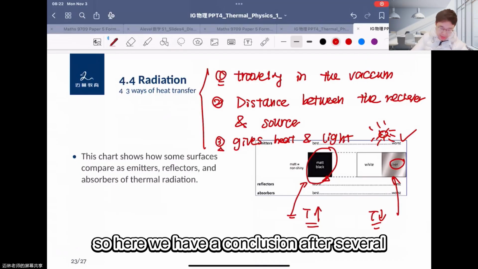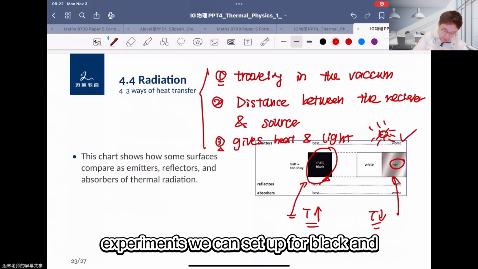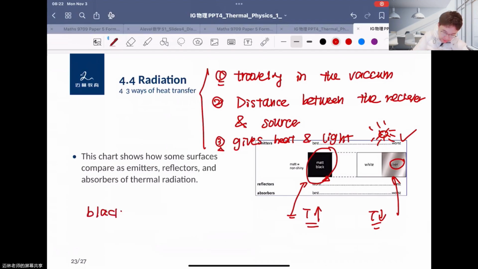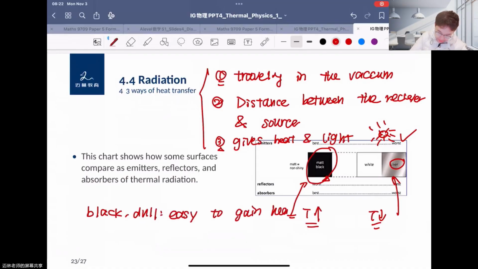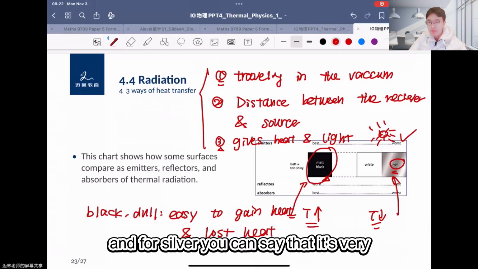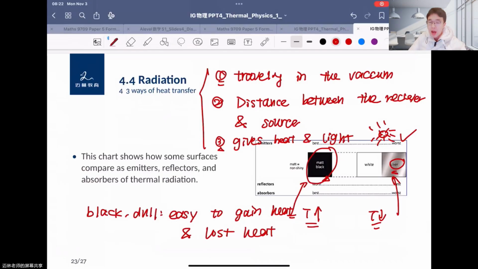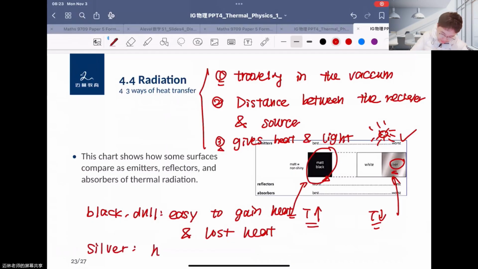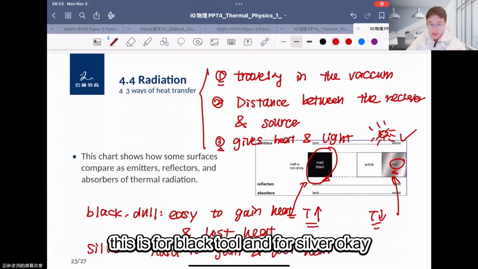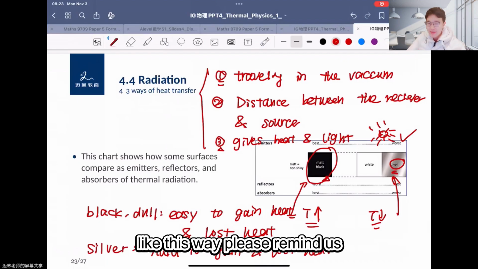So here we have a conclusion. After several experiments, we can say that black and dull colors are very easy to gain heat and lose heat, okay? And for silver, we can say that it's very hard to gain heat and lose heat, okay? This is for black and dull, and this is for silver. Please remember it.